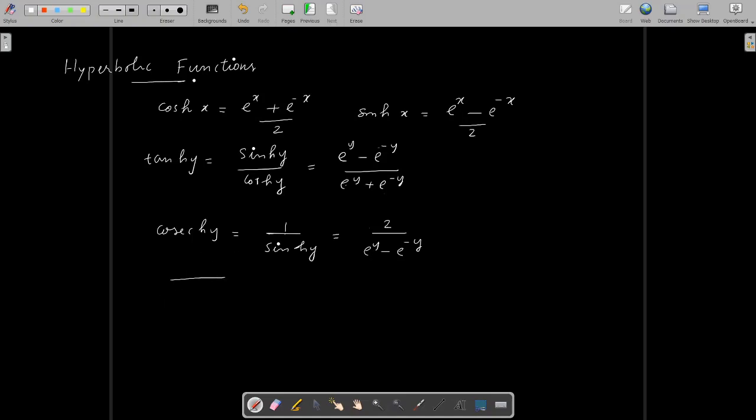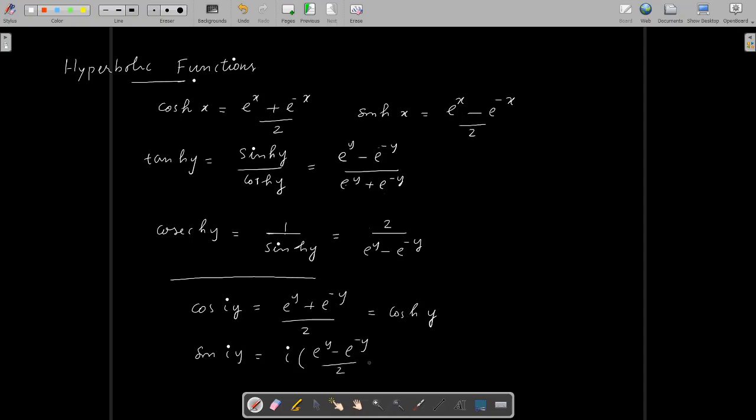From this result, we have seen that cos iy is defined as e raised to y plus e raised to minus y divided by 2. So we can write this as cosh y. Clear? So cos iy is the same as cosh y, and similarly sin iy can be written as i times e raised to y minus e raised to minus y divided by 2. Therefore, this is written as i times sinh y.